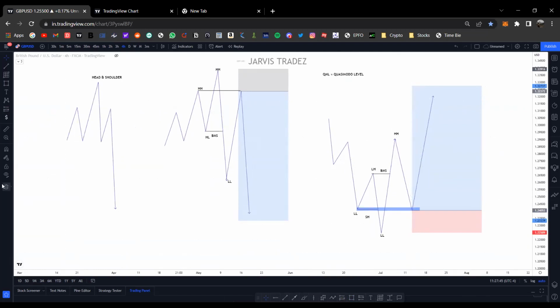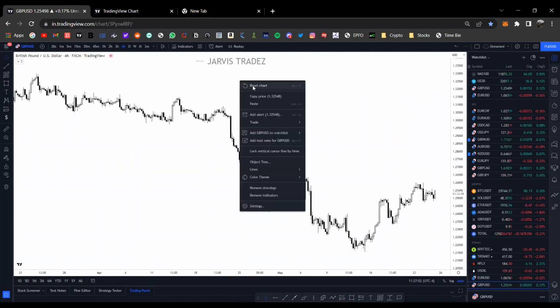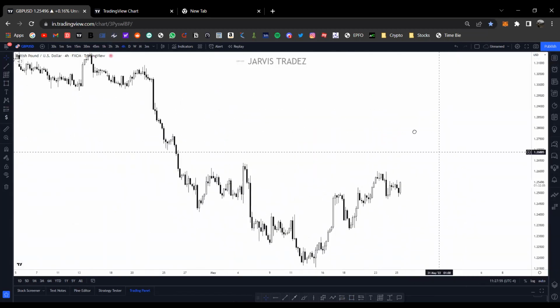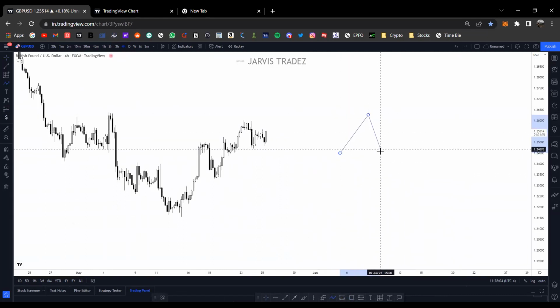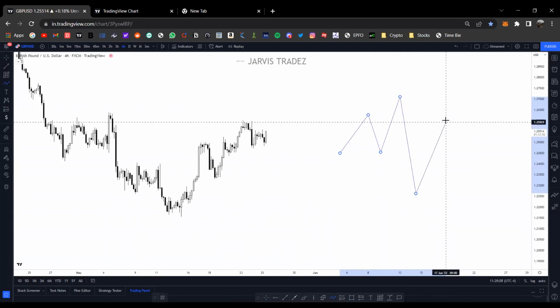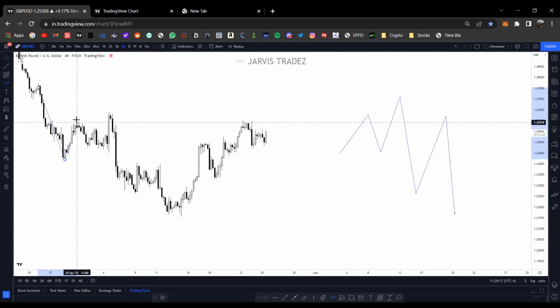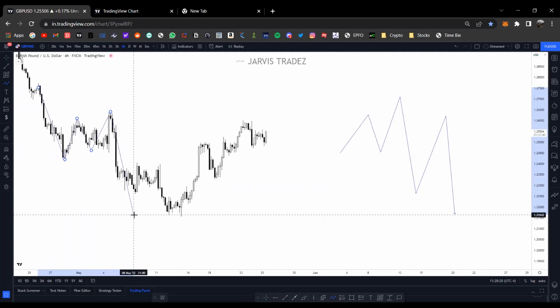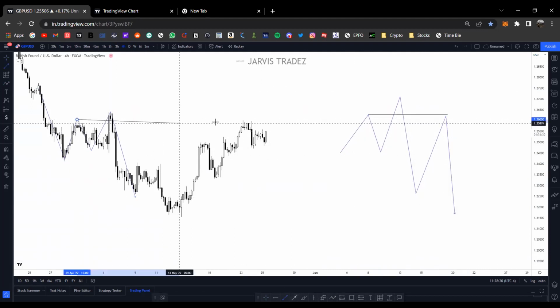Okay, so let me explain these things on charts. So as you can see, I have explained the sell QML: higher high, higher low, higher high, lower low, then sells around here. Okay, so we have a lower low, lower high, lower low, then a high, then the lows. So we have a QML sell here, and we have a QML sell here.